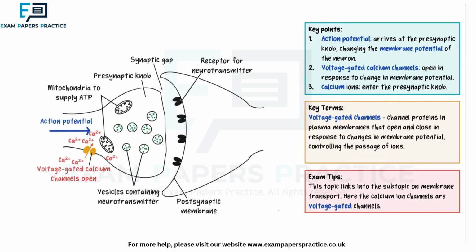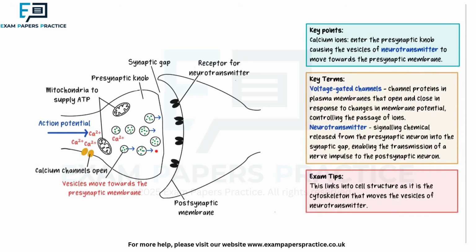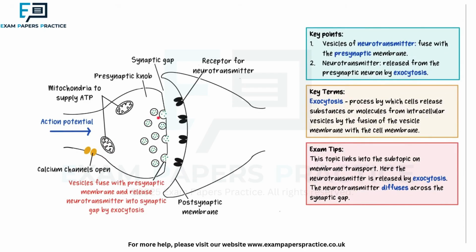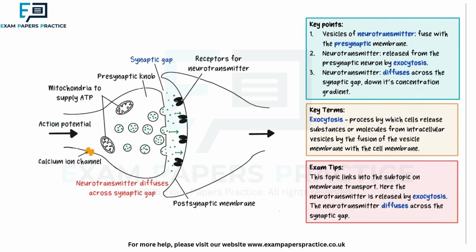open and the calcium ions diffuse into the presynaptic knob. The influx of calcium ions causes these vesicles containing neurotransmitter to move towards and fuse with the presynaptic membrane. When vesicles fuse with the membrane, neurotransmitters are released into the synaptic gap through the process of exocytosis. Because there is a high concentration of neurotransmitter on the presynaptic side of the synaptic gap, the neurotransmitter molecules diffuse across the synaptic gap down their concentration gradient.